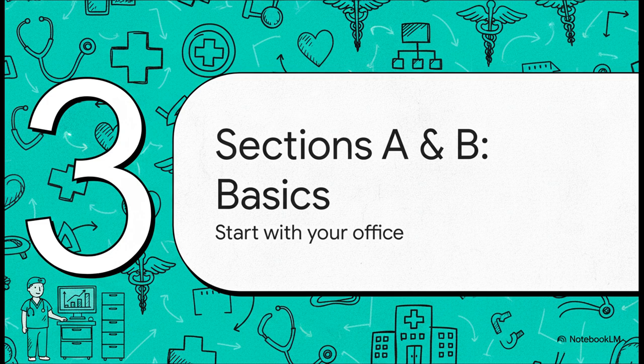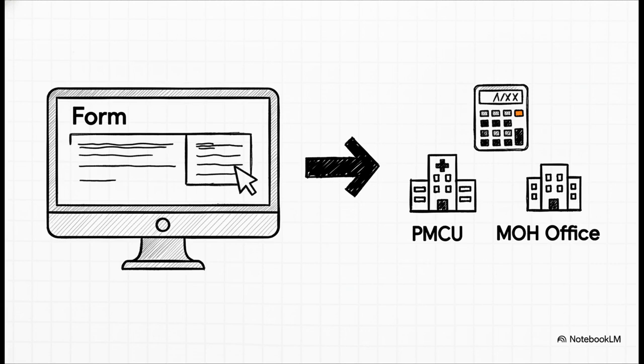Section 3 is all about the basics, starting with your own office and the institutions you oversee. Section A is a nice, easy warm-up. It's super straightforward. You'll just use the drop-down menus to pick your RDHS office and then give a quick count of the different types of facilities you manage. This just gives a high-level overview.